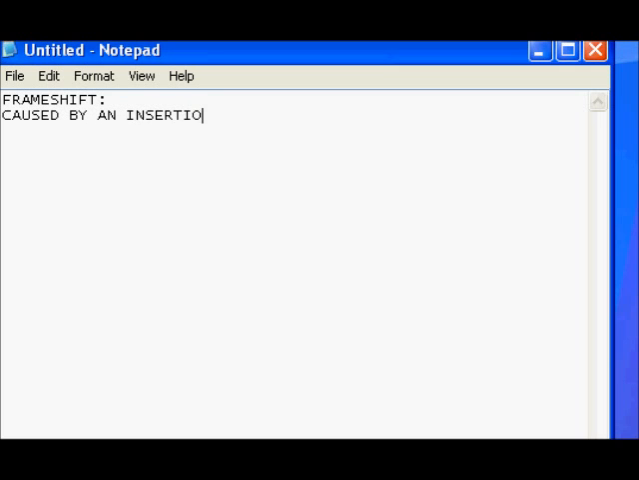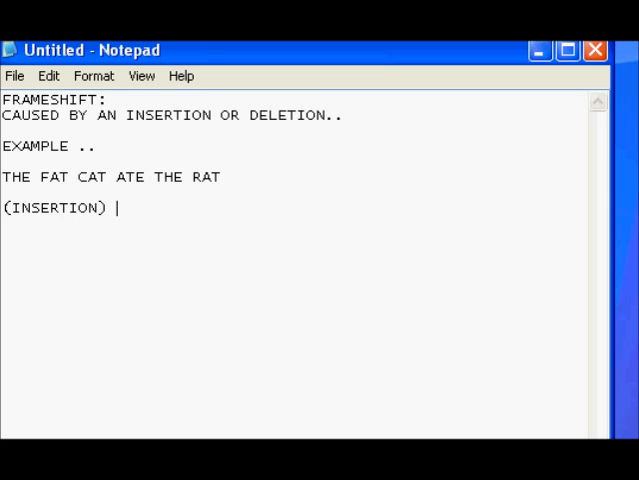So my example, I'm using the same thing. The fat cat, the fat cat ate the rat. So we're gonna do the insertion now. The insertion, we're gonna be adding a T. So this T right here, we're gonna add another one, this highlighted T.